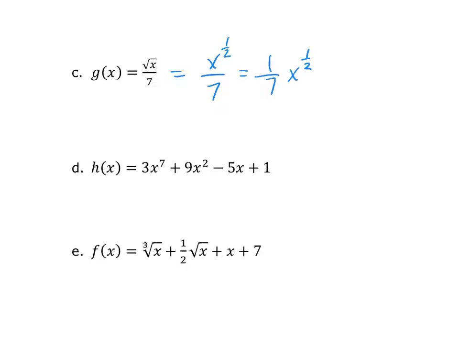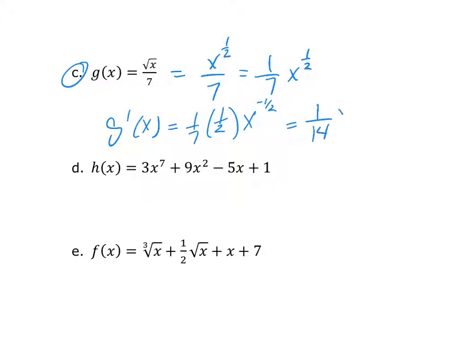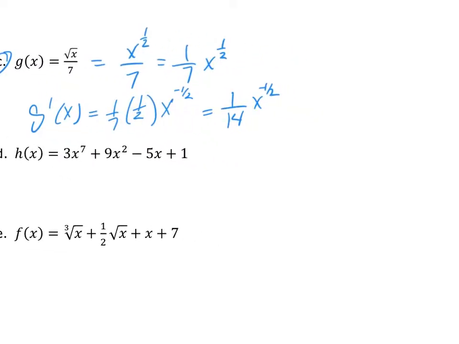Okay, yes, this one right here. So G prime, what did you do? So we take the 1/7 by the exponent of x, which is 1/2. And then you multiply that by x to the 1/2 power, because 1 subtracted from 1/2 is negative 1/2. You multiply those together, you get 1/14 x to the negative 1/2. So it's negative 1/2 and you brought it down? Yeah.